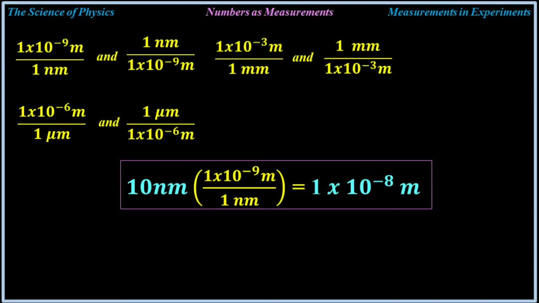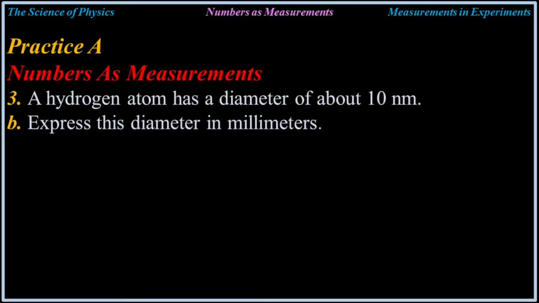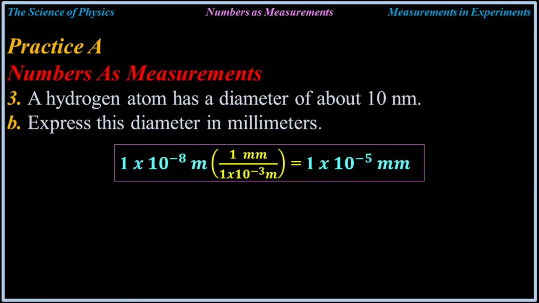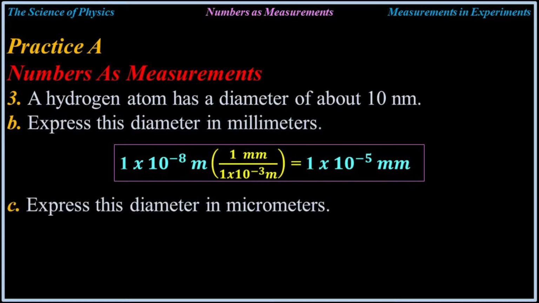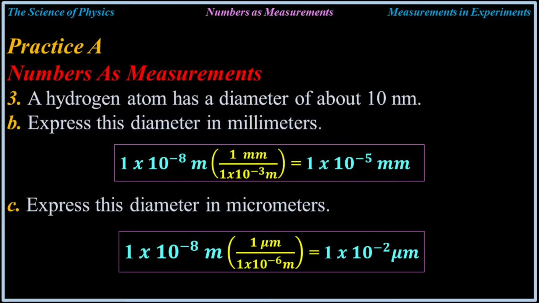And so that would be 1 times 10 to the negative 8th meters. So we're going from nanometers to meters. And then express it, the diameter, in meters. So we can either go directly to millimeters, or we can go from meters, because we have 1 times 10 to the negative 8th meters now. We'll go from that to millimeters. And that'll be 1 times 10 to the negative 5th millimeters. And then do it in micrometers. So 1 times 10 to the negative 8th meters multiplied by micrometers over meters, and that'll give 1 times 10 to the negative 2 micrometers.